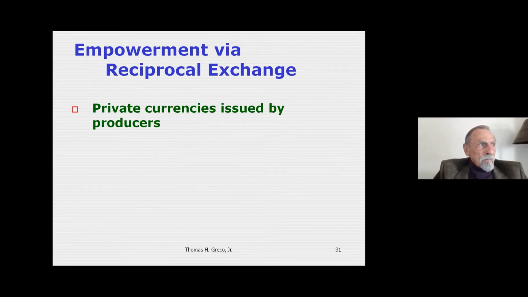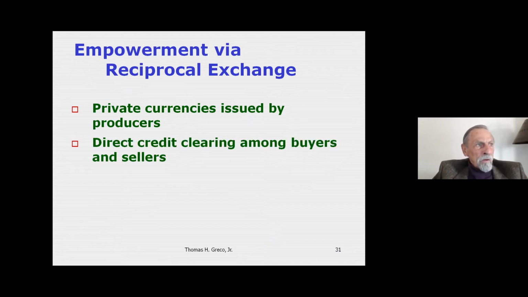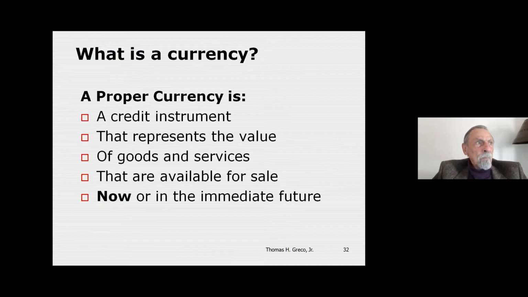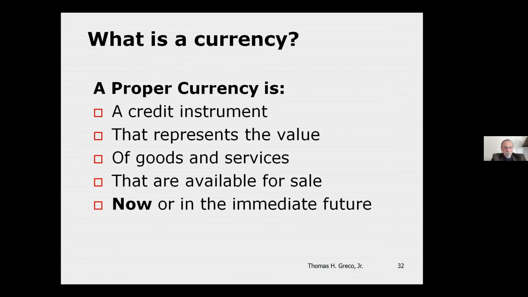So the way we do that is by private currencies issued by producers or by direct credit clearing amongst buyers and sellers who are qualified to produce and issue money. So these are reliable sources of credit and supplemental payment media that are based on real value that's locally created. And these can circulate alongside political fiat money and gradually replace it. So to recap, a proper currency is a credit instrument that represents value of goods and services that are available for sale now or in the immediate future. It's not speculative. It's basically a monetization of goods that are in the market, in inventory, ready to be sold, or services that people are able to provide within the next couple or 3 months.